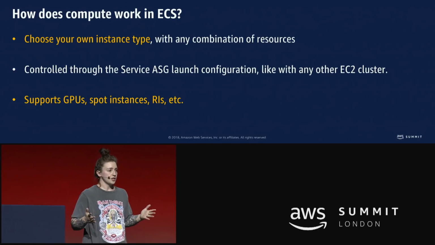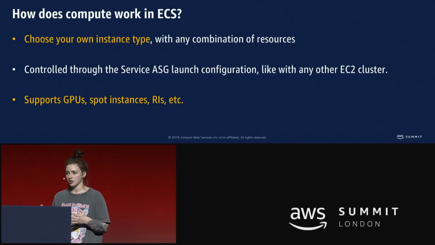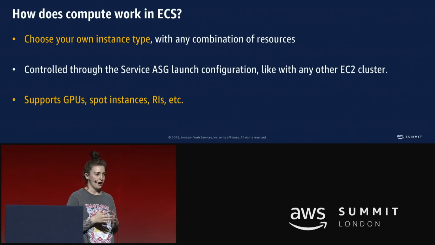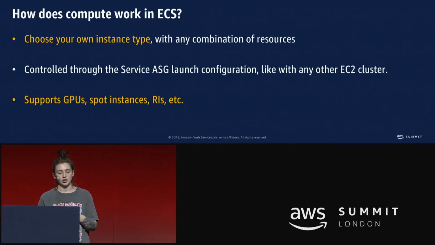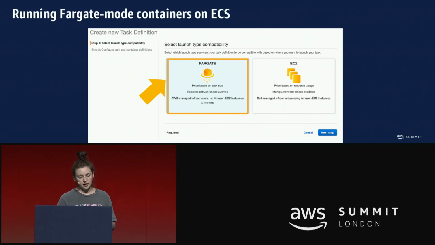So how compute works is pretty flexible. You bring your own instance type. You can pick any combination of resources you like. Works with things like GPUs, reserved instances, spot instances, and good stuff like that. So a lot more flexibility, but also maybe a little bit more thought that goes into it, right? So you have to choose the instance that works for you. You either use the ECS optimized AMI, or you can make your own. But you're responsible ultimately for provisioning and maintaining that underlying cluster infrastructure.